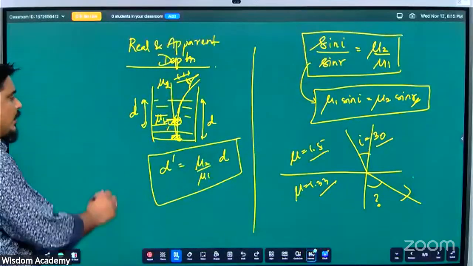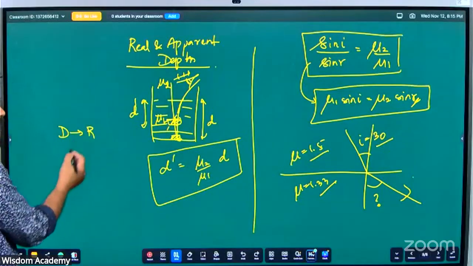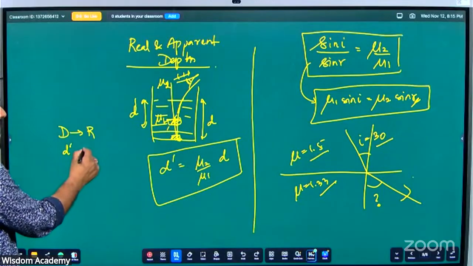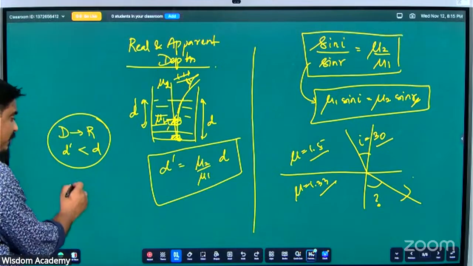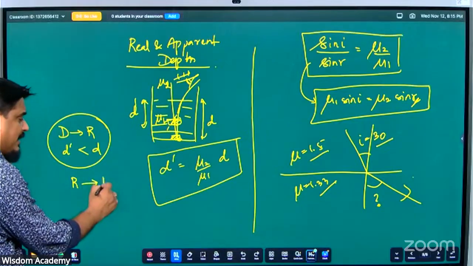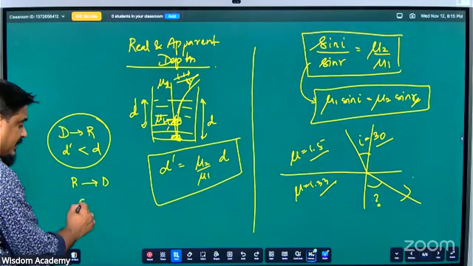Always remember, when the light is passing from a denser medium to a rarer medium, then D dash will be less than D, like in this case. And if light is going from a rarer medium to a denser medium, D dash will be more than D.